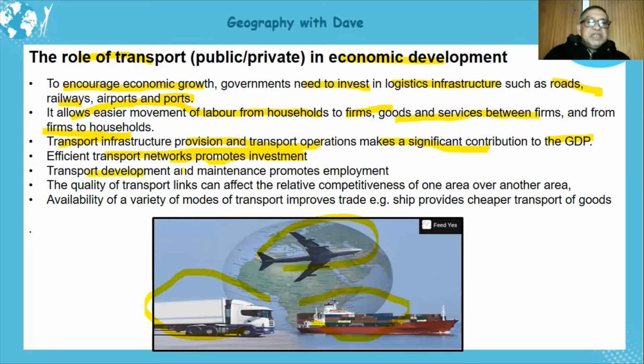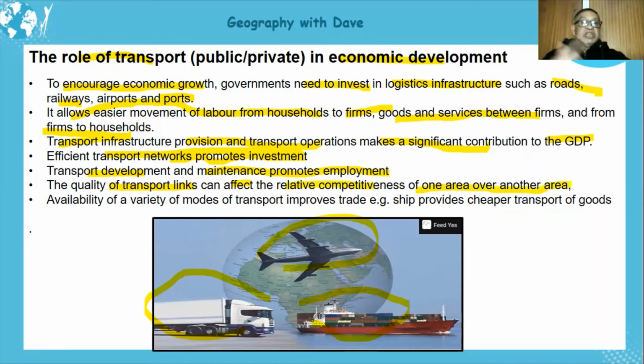Transport development and maintenance promotes employment. You're building more transport routes. You understand? You maintaining transport routes creates employment. And employment is an economic factor because it brings economic development, bigger markets, more taxes, all right, coming from people who are employed. The quality of transport links can affect the relative competitiveness of one area over another area.